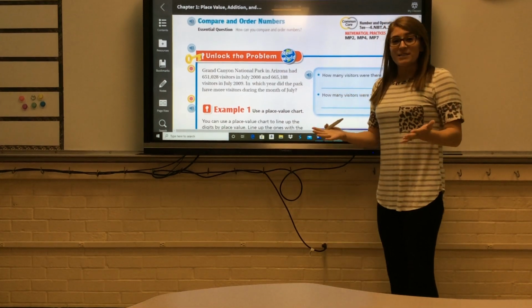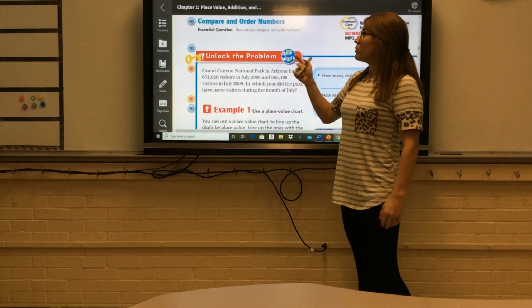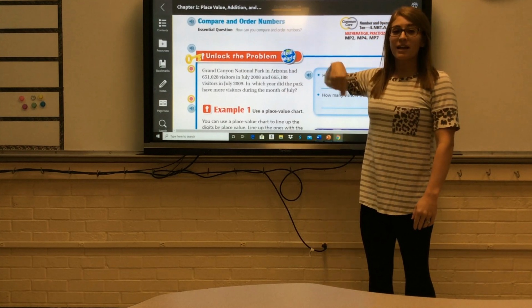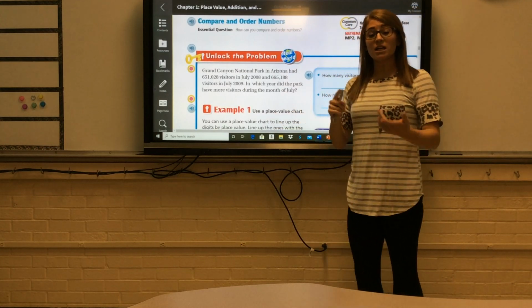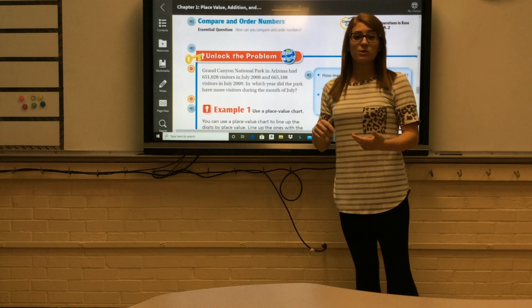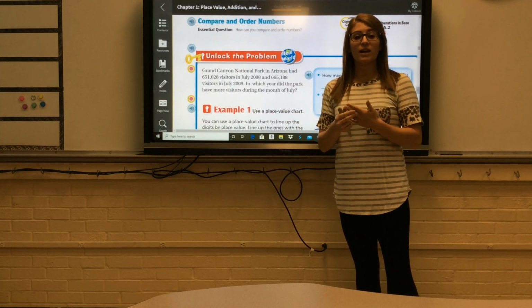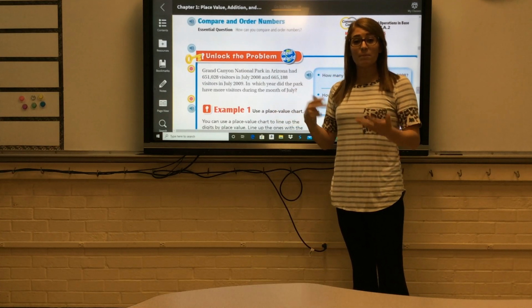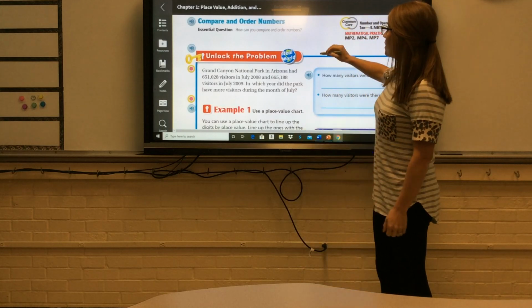Guys, let's move on in chapter 1 with lesson 1.3. We're going to be talking about comparing and ordering our numbers. So we've already talked about place value, and we've talked about the 3 different ways that we can write our numbers. So now we're going to look at comparing and ordering those numbers.